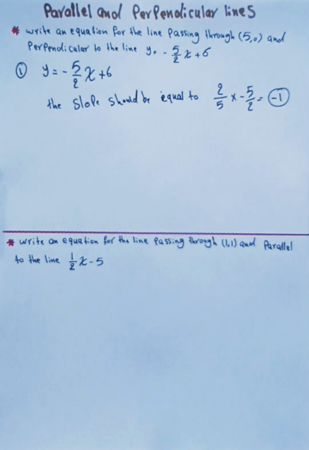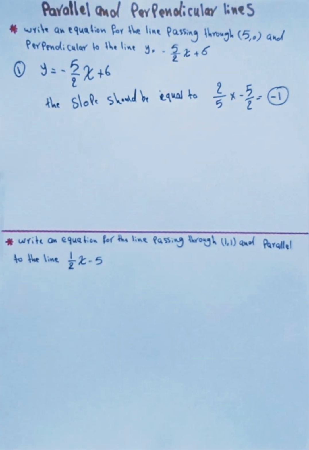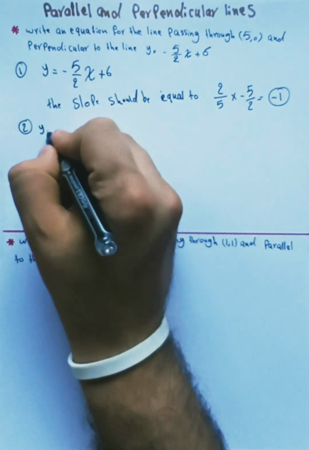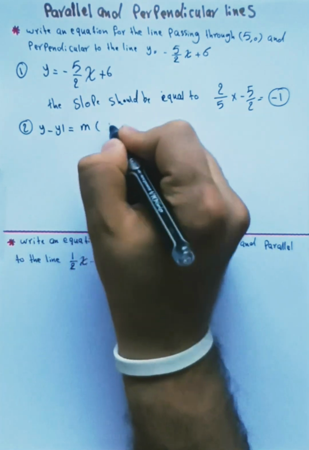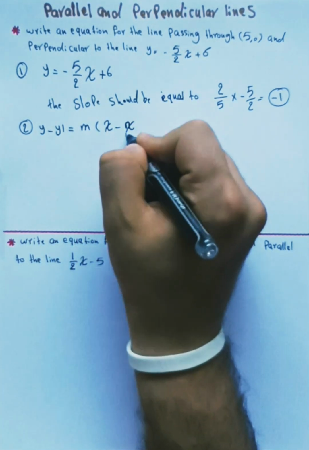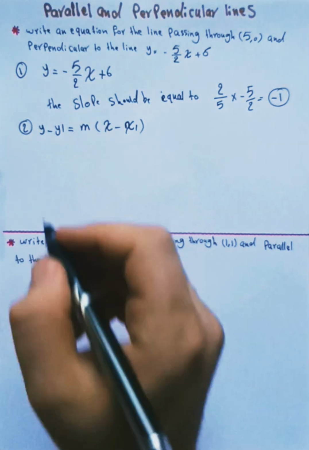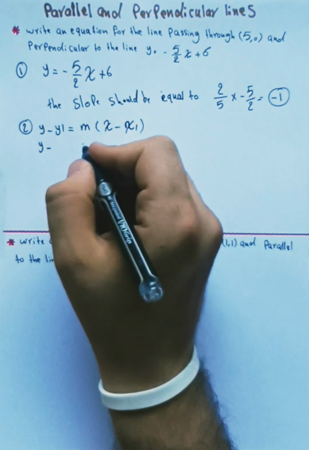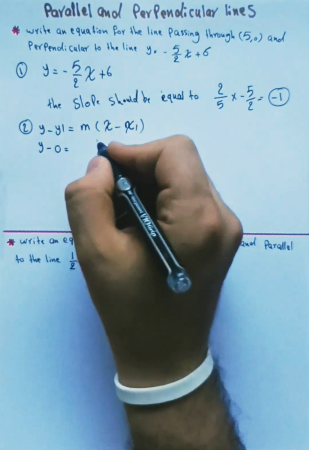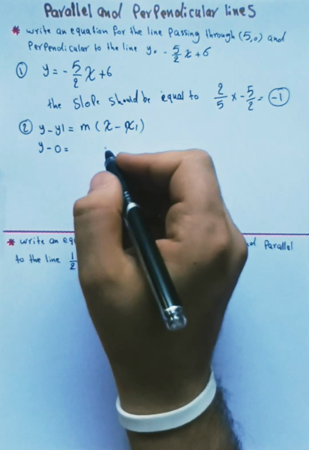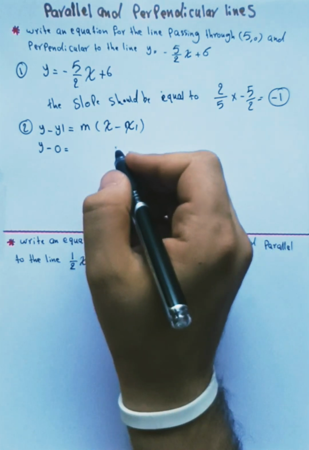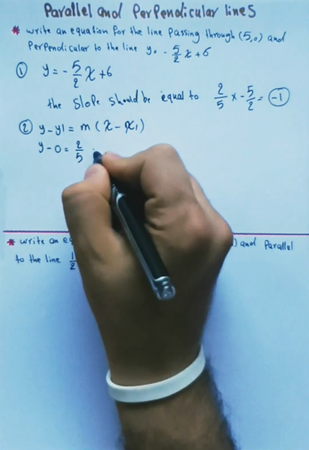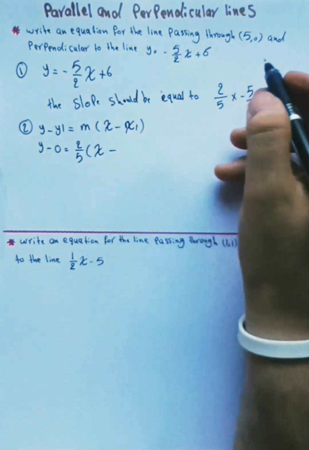Second step, we have to write the equation in point slope form. y minus y1 equal to m times x minus x1. So y minus y1 is 0 equal to the slope. The slope is negative 5 out of 2, or sorry, the slope is 2 out of 5, times x minus x1, which is 5.